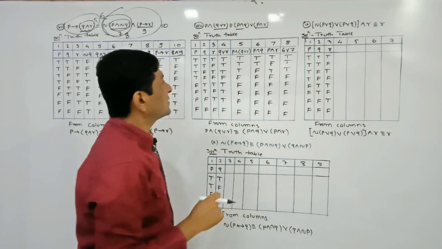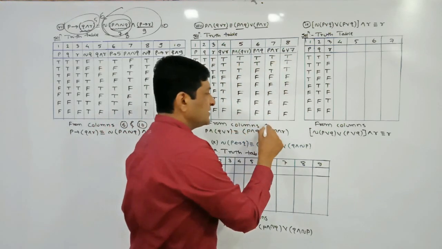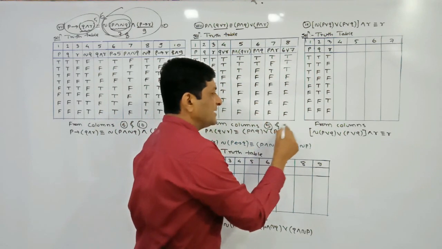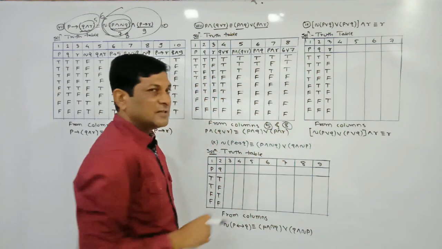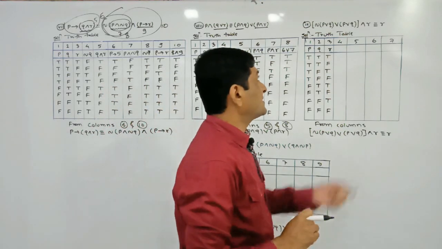Now observe column number 5 and column number 8. We can easily observe that truth values are identical, and that's why we can say that these two statements are logically equivalent. Now observe the next example.